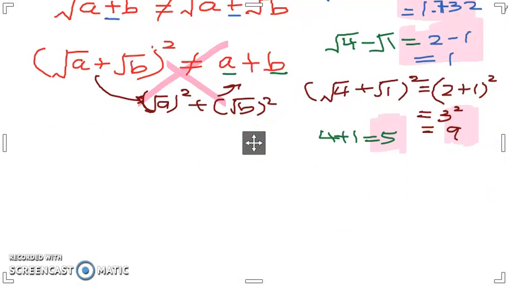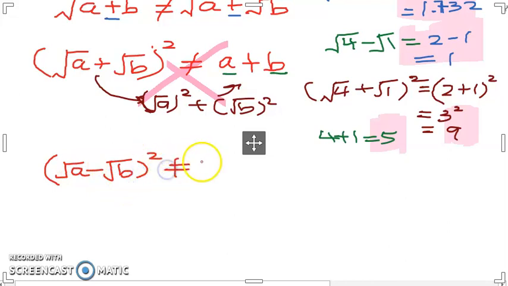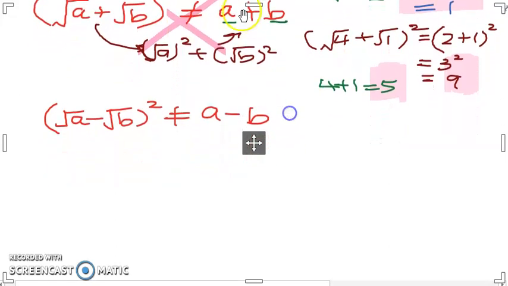The similar situation happens for the case of minus. Square root of a minus square root of b will never equal a minus b as well. Again, you can try to do the calculation using numbers and check using your calculator. The left and right hand side results won't be the same.